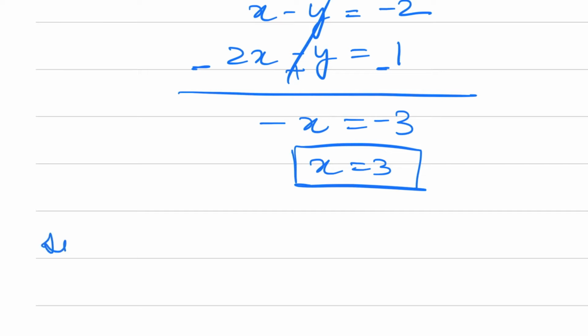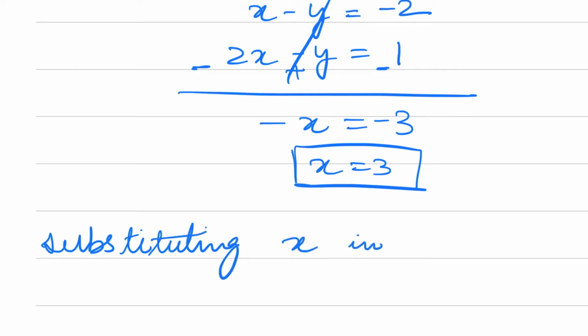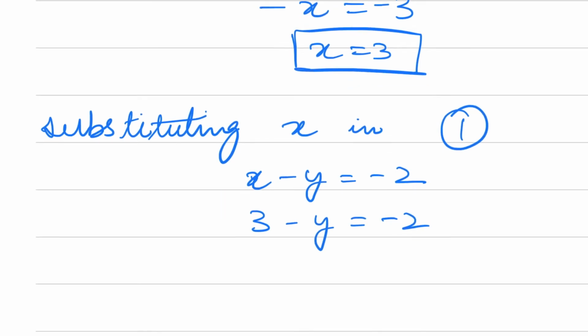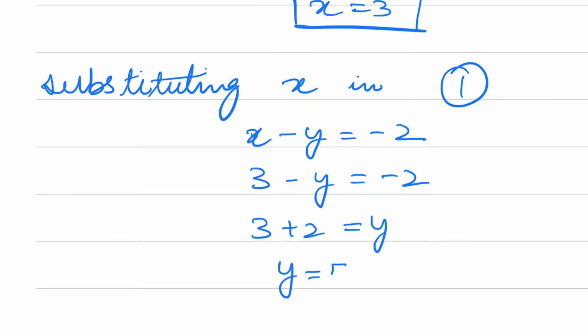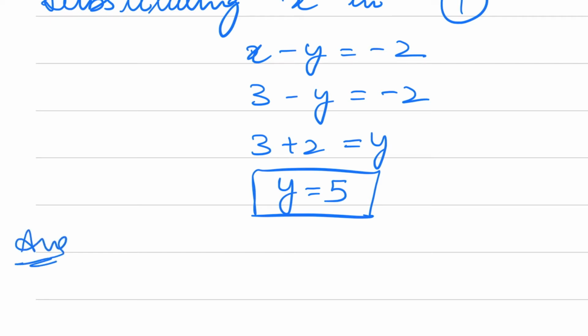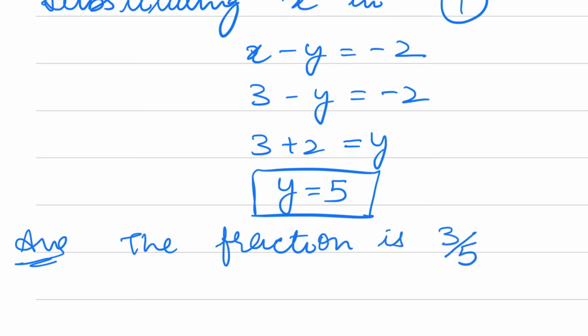Now let's substitute. So substituting x in first equation. So first equation is x minus y is equal to minus 2. Now 3 minus y is equal to minus 2. So 3 plus 2 is equal to y. So y is equal to 5. So answer, the fraction is 3 by 5.